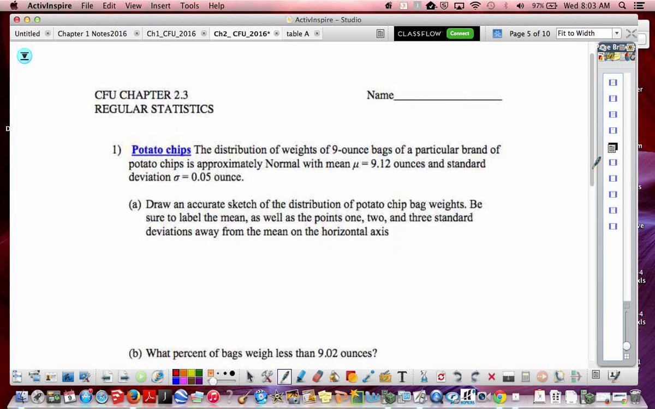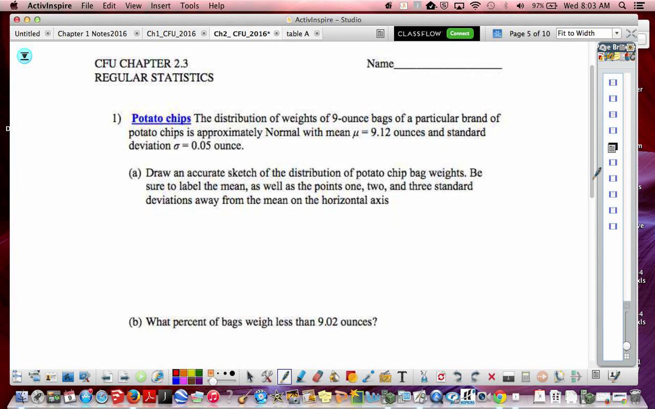All right, let's take a look at your CFU packet for chapter 2.3, where we're now going to start to use the standard normal curve to calculate probabilities of certain outcomes when something is actually normally distributed. So the first example, you're given this information. The distribution of weights of 9-ounce bags of a particular brand of potato chips is approximately normal, with a mean of 9.12 ounces and a standard deviation of 0.05 ounces.